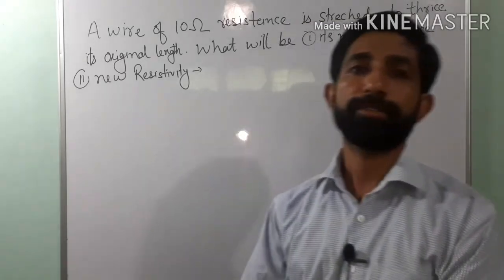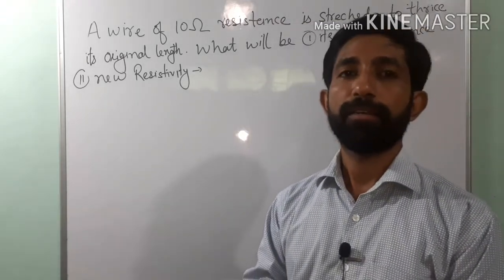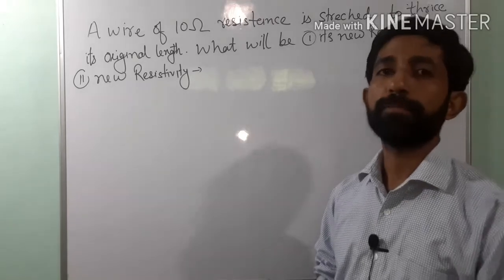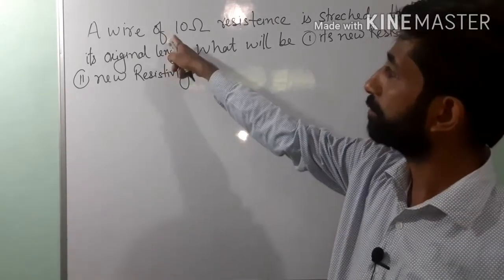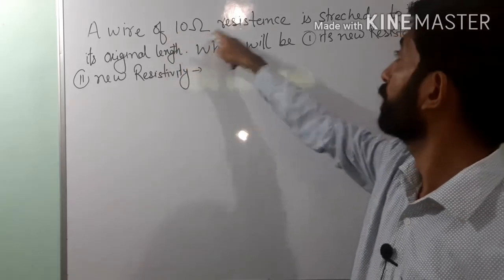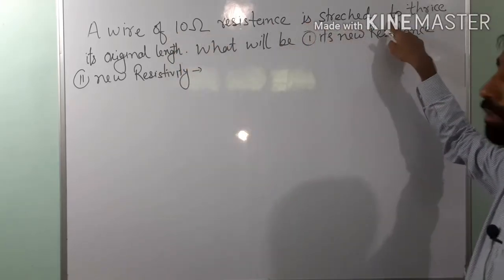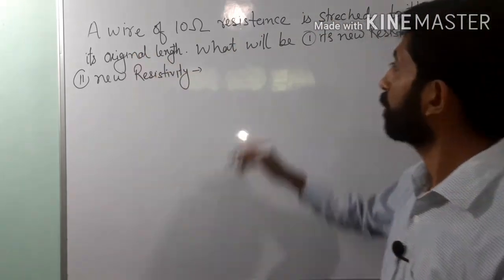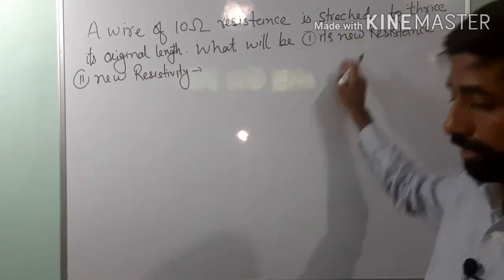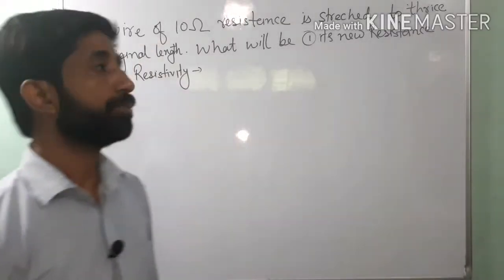Okay, welcome back to again Ram Circuit class. We have a very simple numerical today that we are going to discuss: a wire of resistance 10 ohm is stretched to thrice of its original length. What will be its new resistance and what will be the new resistivity?